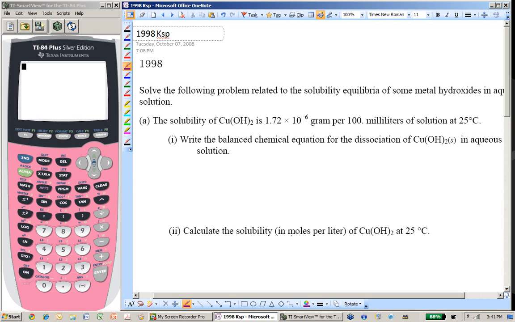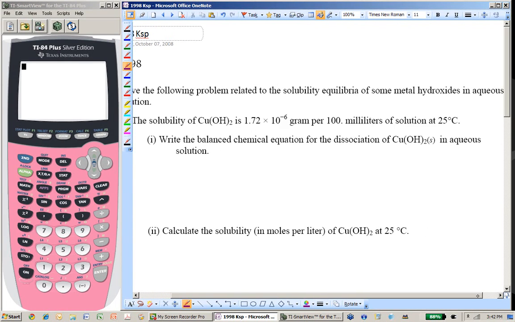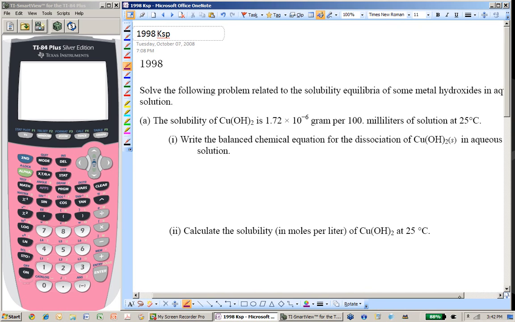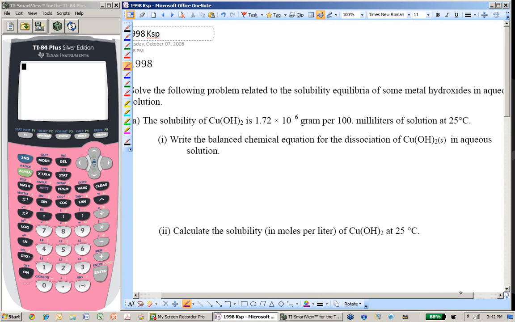This one asks us to solve the following problem related to the solubility equilibrium of some metal hydroxides, which are generally insoluble, in aqueous solution. So the solubility of Cu(OH)2, lovingly called copper 2 hydroxide, is, they just told you X. When they tell you solubility, molar solubility, solubility in whatever, they're basically telling you X. The in whatever part of this one is that we have grams per 100 milliliters, which think of as a tenth of a liter to make your math easier, at 25 degrees Celsius.